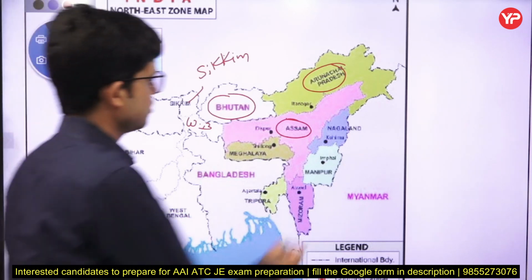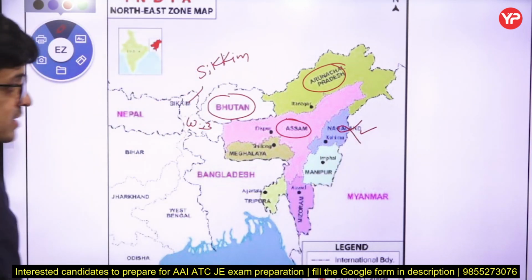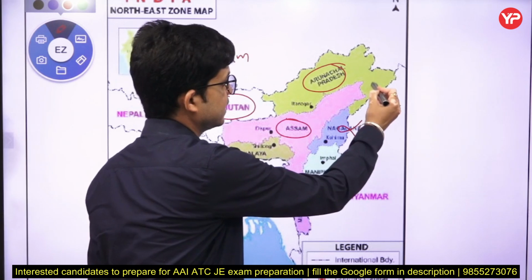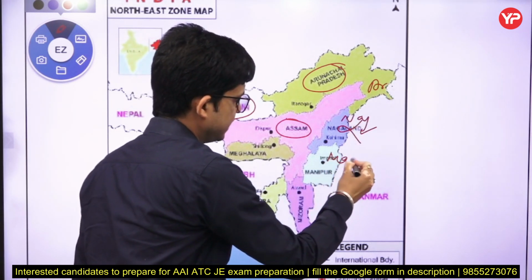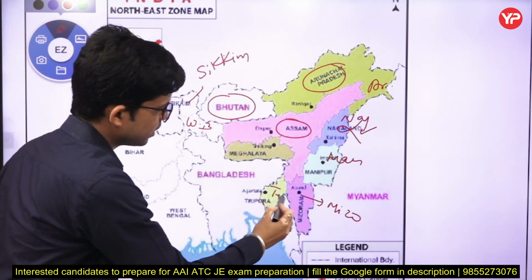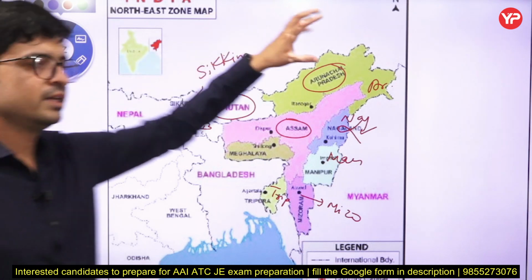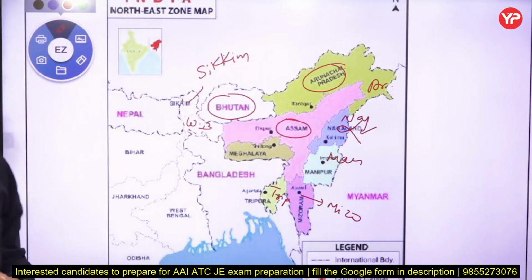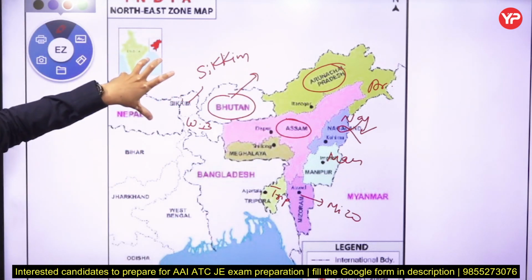In the options there is also given Nagaland. So Nagaland is not making a border with Bhutan. Nagaland is making a border with Myanmar. You see here Arunachal Pradesh, Nagaland, Manipur and Mizoram. And here is Tripura. So we have to understand these types of questions by using the map. You have to learn the map, which countries share borders with which states.